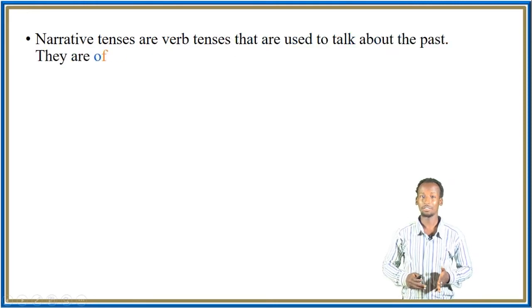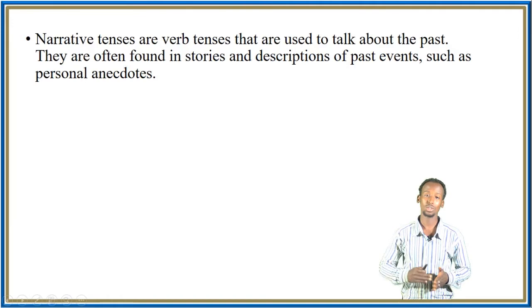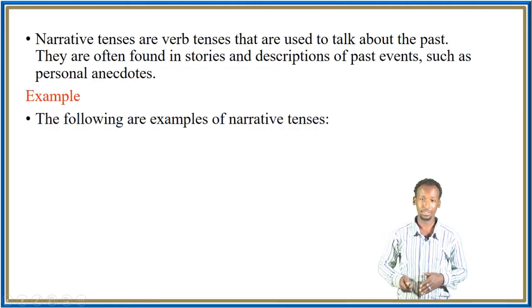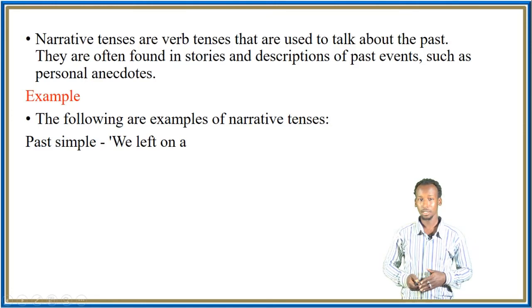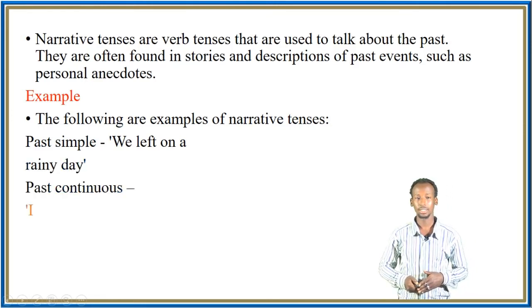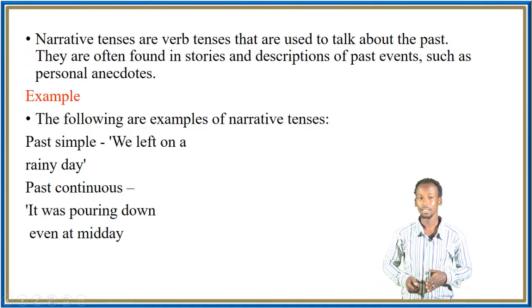Narrative tenses are verb tenses that are used to talk about the past. They are often found in stories, descriptions, and past events such as personal anecdotes. The following are examples of narrative tenses. Past simple: we left on a rainy day. Past continuous: I was pondering even at midday.